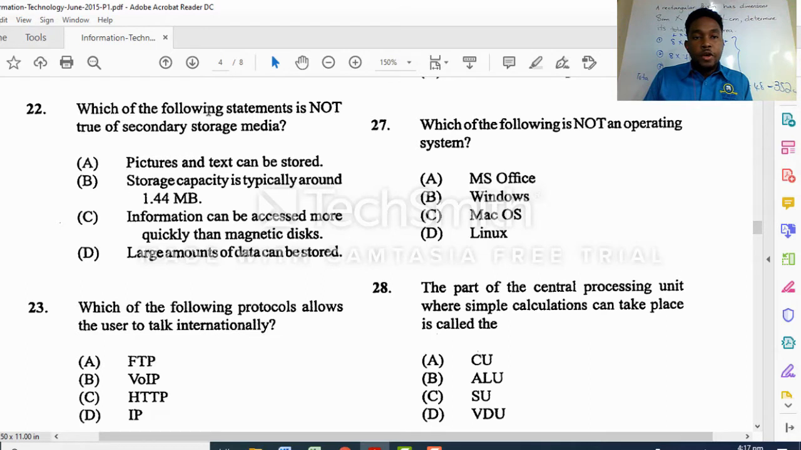It says which of the following statements is not true of secondary storage media? Picture and text can be stored. Storage capacity is typically around 1.4 MB. Information can be accessed more quickly than magnetic. Large amount of data can be stored. It says which is not true. It is not true that all secondary storage media is typically around 1.44 MB, only the floppy disk, so this is not true.